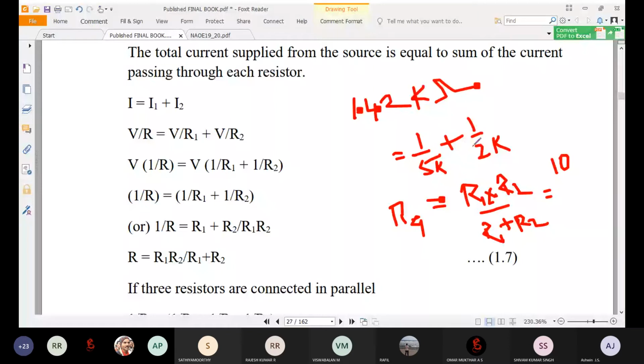Last time you calculated individually. Now I calculated for the entire circuit, so that I am able to calculate the total current. So just try to calculate whether you are getting 3.5 milliamps. Just try to calculate it.